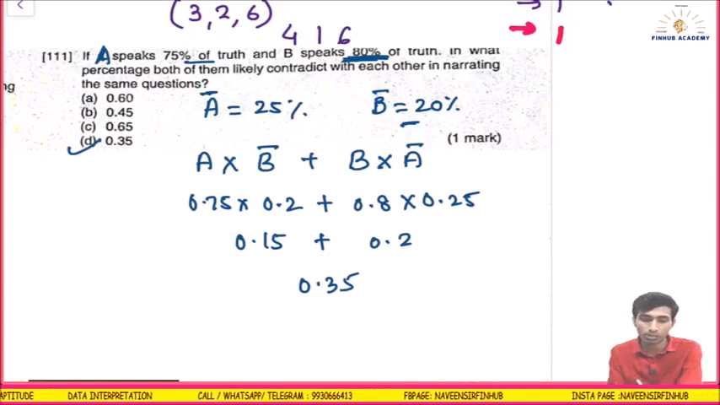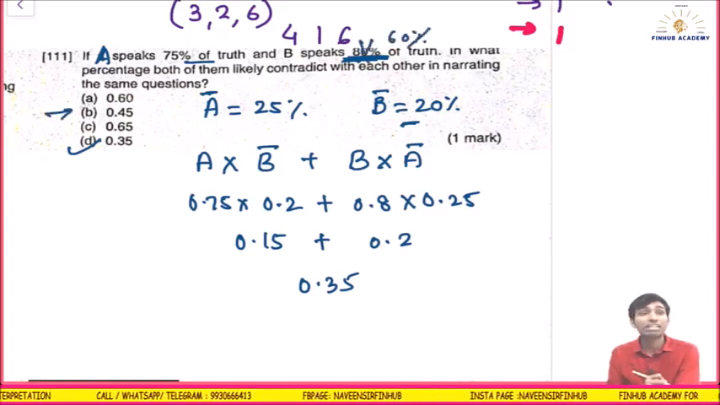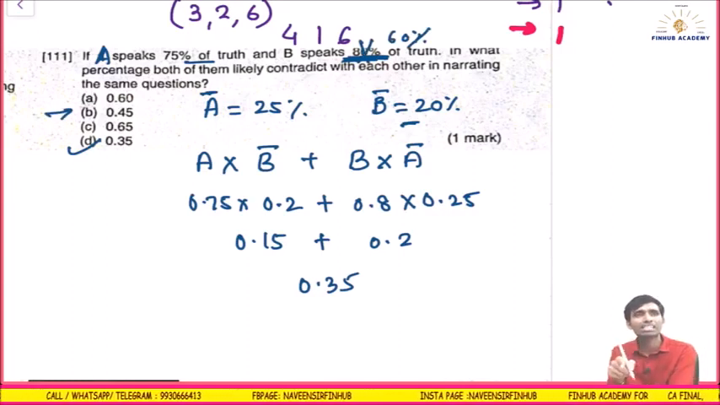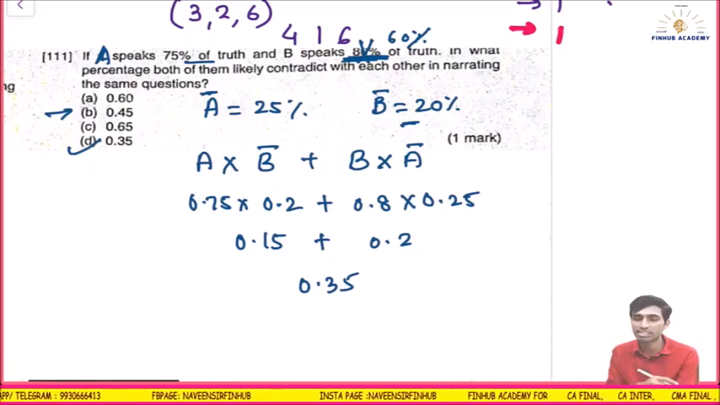No, the answer is 0.45. Why, you know? Because there is a mistake. Here they have taken 60%. So if you take 60%, with the same pattern and the same way to do it, then the answer is D. Okay.